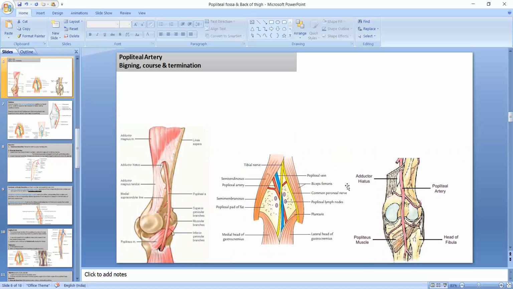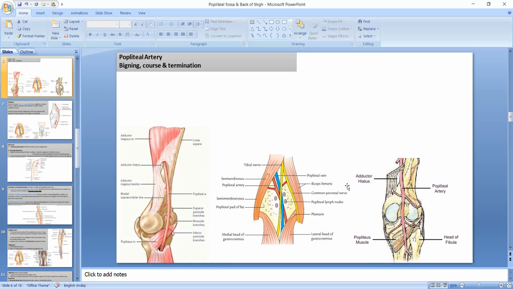Popliteal artery. So we will discuss its course and termination also. The blood vessels that are located deep to the nerve within the fossa include the popliteal artery, popliteal vein, and short saphenous vein. The short saphenous vein is located within the popliteal fascia, and the popliteal vessels are held together by dense areolar tissue.